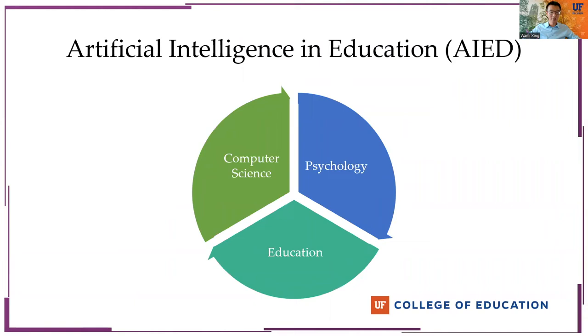For artificial intelligence in education, there's a professional society about this. Essentially, it's an interdisciplinary field with research in computer science, psychology, and education. Computer science offers the algorithms and technologies to automate and support teaching and learning processes. Psychology gives us the basic understanding of the learning processes, and education provides us the pedagogical frameworks to deliver the interaction of AI with the learners and teachers.